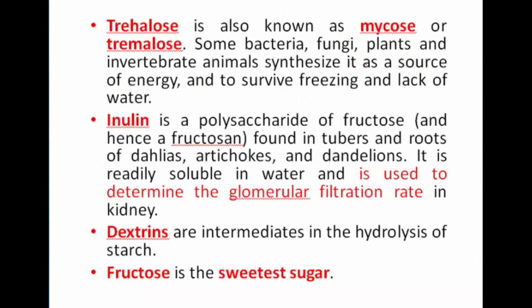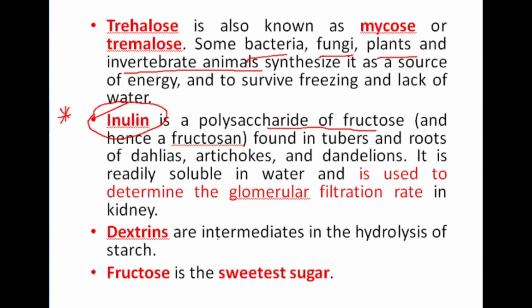Then trehalose is also known as mycose, and it is produced by some bacteria, fungi, plants, and also by some invertebrate animals. Then inulin is a polysaccharide of fructose. Here you should not get confused between inulin and insulin, so you need to check the spelling properly. Insulin is a hormone which is produced in the pancreas and which metabolizes sugar. Inulin is a polysaccharide only. It's a polysaccharide of fructose.